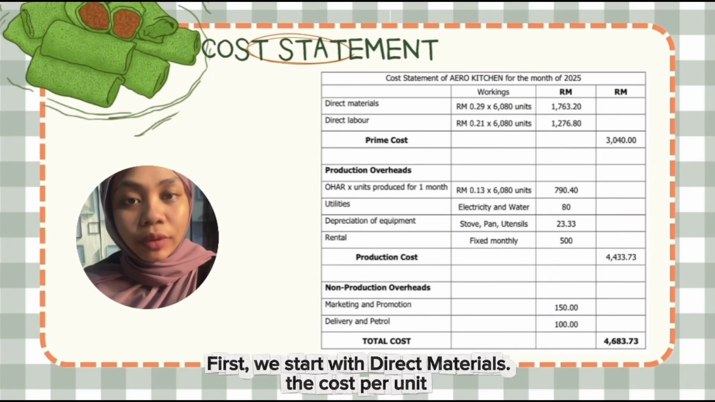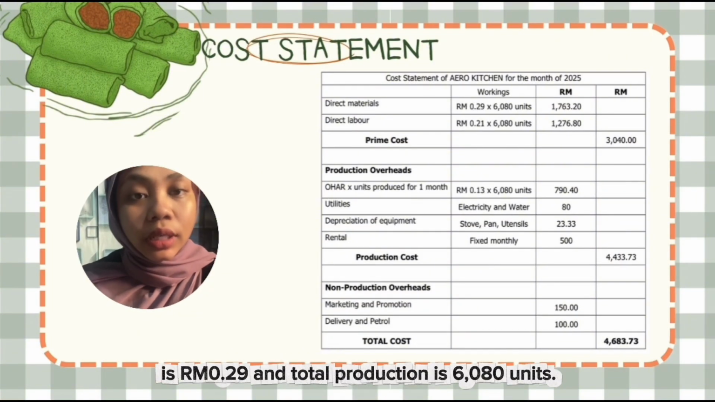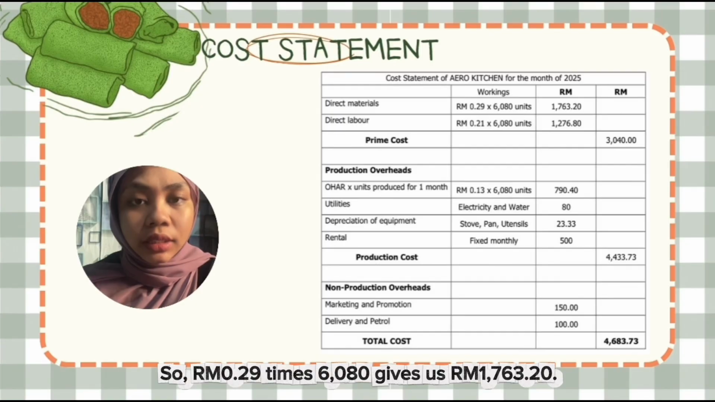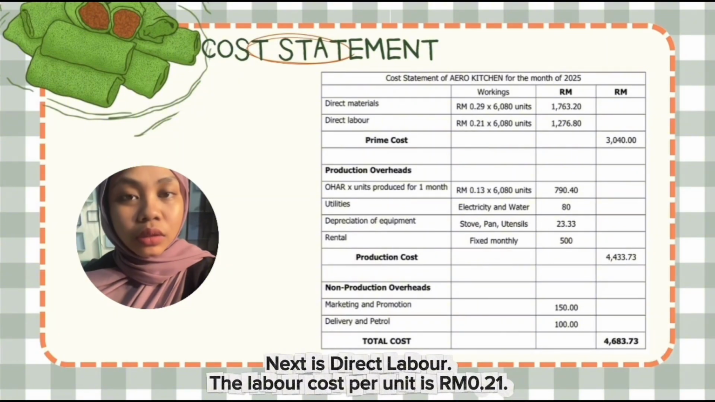So first we start with direct materials. The cost per unit is 29 cents and the total production is 6,080 units. So 29 cents times 6,080 units give us RM1,763.20. So next is direct labor.